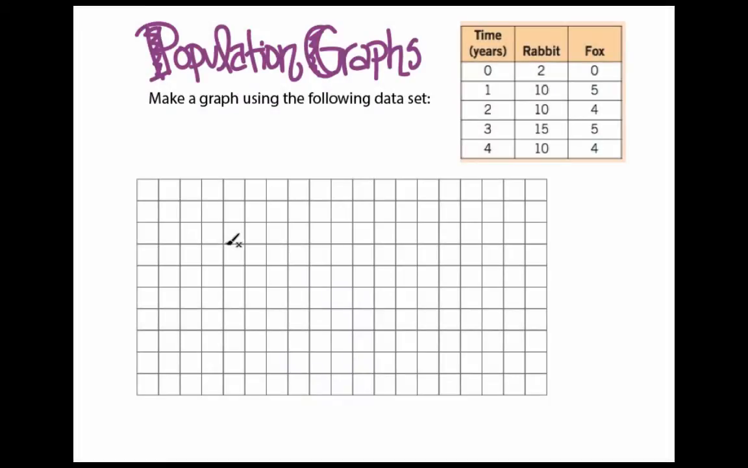Let's make a population graph. The first thing I need to do is label my y-axis and also my x-axis. Then I need to come up with my titles for my x-axis and my y-axis. I'm going to graph time here, and the unit would be years. And then on the y-axis, it would be population, and the unit would actually just be the numbers.